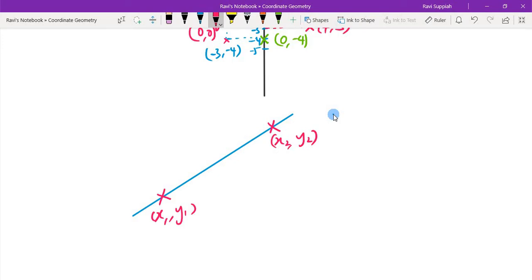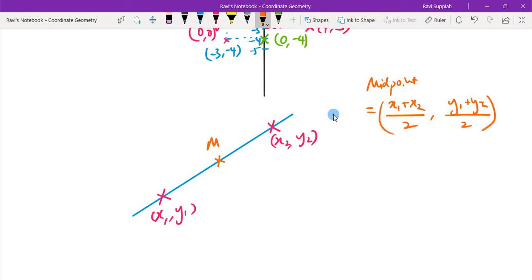Now what are some of the formulas that I need to be aware of? The first one is what we call the midpoint formula. The midpoint is basically the point that is in between both of these points, so maybe roughly around here, M. To calculate M, we use the formula (x1 + x2) / 2 and (y1 + y2) / 2. That is the midpoint formula.